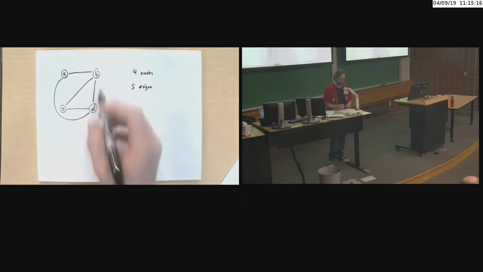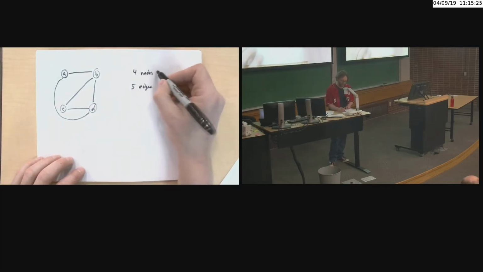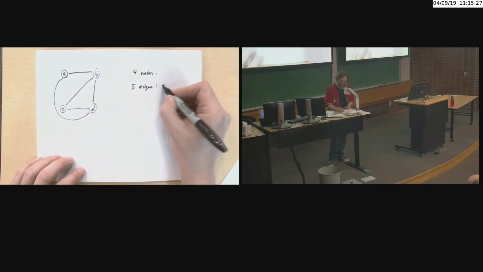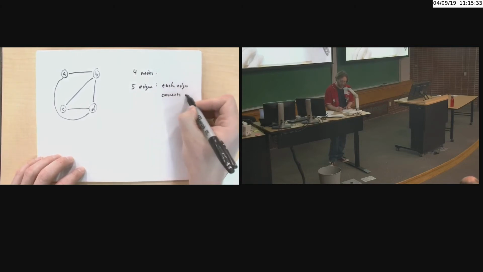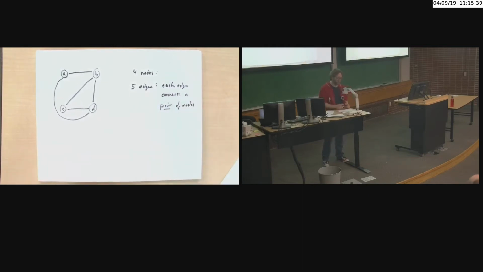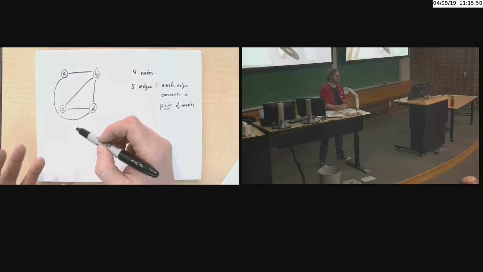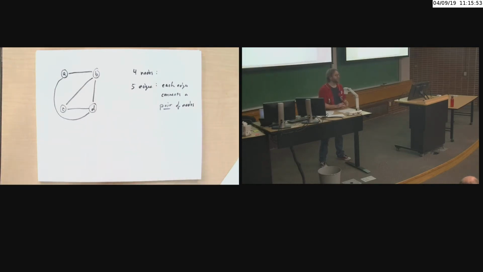Right? The nodes have labels A, B, C, D. What else can you say about this graph? Right? Well, 4 nodes, 5 edges. Each edge connects a pair of nodes. Okay, so this is just a generic general graph, right? There's a little bit of structure here. If you notice, I drew it such that none of the edges are crossing. That's called a planar graph because you can draw it in a plane.